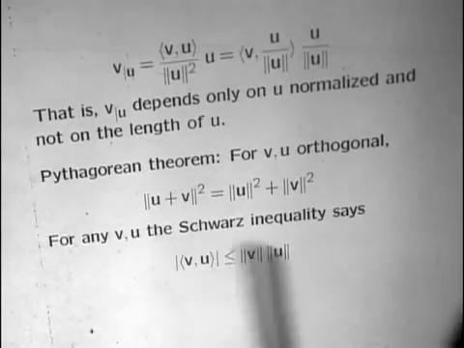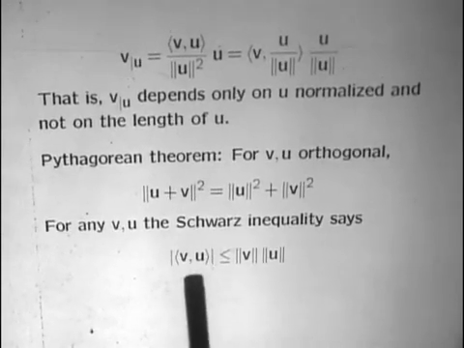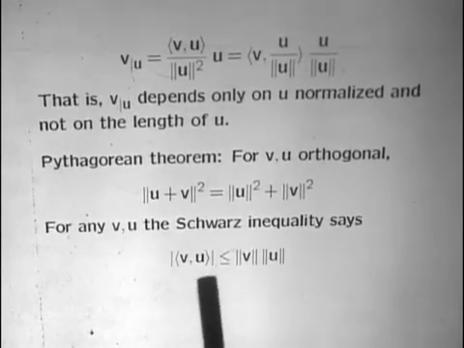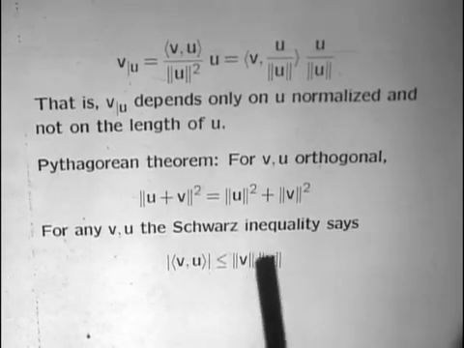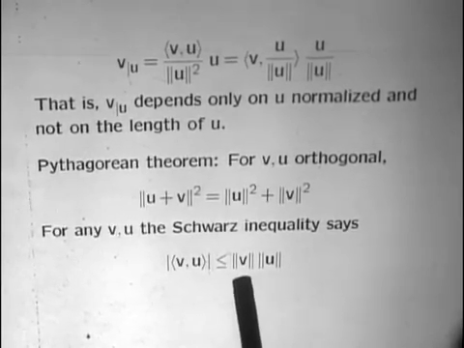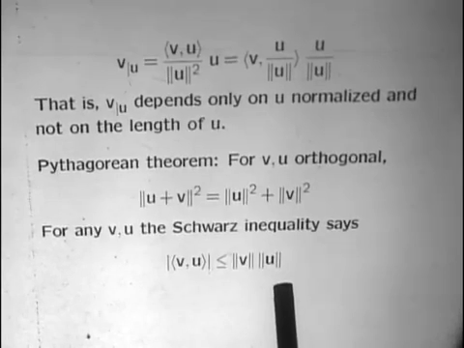And for any V and U, the Schwartz inequality says that the magnitude of the inner product of V and U is less than or equal to the length of V times the length of U.